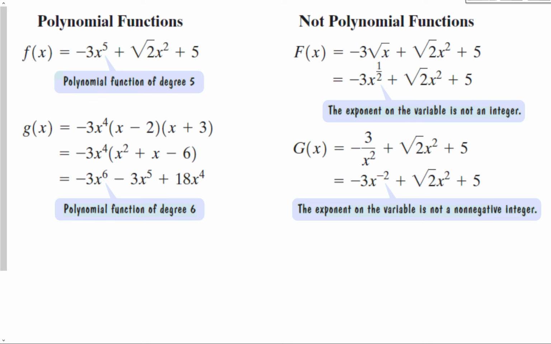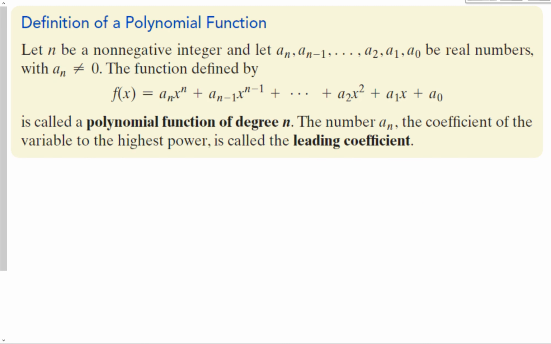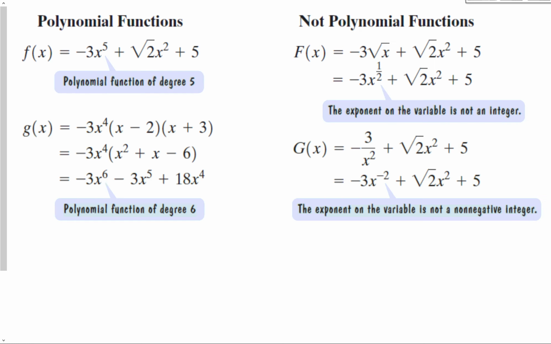So what is a polynomial function? Well, we have to make sure that all of our coefficients in front here are real numbers, and n, the exponent, is a non-negative integer. So let's go back. This is a polynomial of degree 5 because that's the biggest exponent. Are all of my coefficients real numbers? Yes. Are all of my exponents non-negative integers? Yes. So this first one is a polynomial function, right? It's a polynomial function of degree 5.